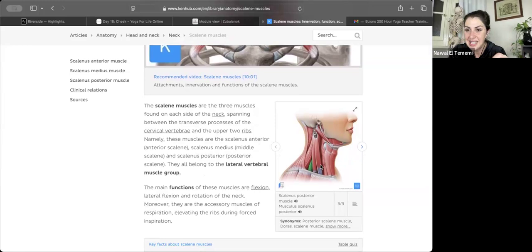So then the scalenes: we had the posterior, we have middle, and then we had anterior. So again, to go back to our anatomy terminology, anterior is to the front, middle is middle. You guys got it, I'm sure. And posterior is the one more towards the back. It's also the most deep. So the scalenes, our most posterior one, is also the most deep. And our anterior one, our one in the front, is also most superficial.